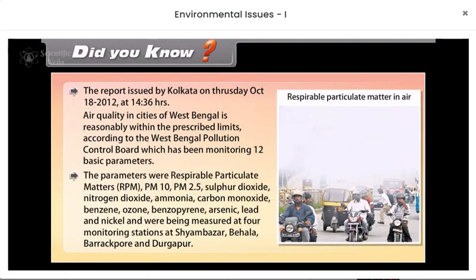The parameters were respirable particulate matters RPM, PM10, PM2.5, sulfur dioxide, nitrogen dioxide, ammonia, carbon monoxide, benzene, ozone, benzopyrene, arsenic, lead and nickel, and were being measured at 4 monitoring stations at Sham Bazar, Behala, Barakpur and Durgapur.